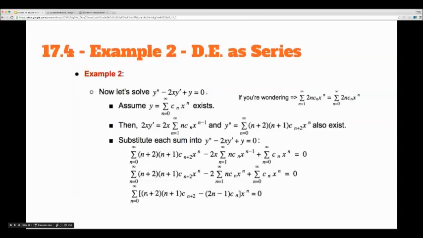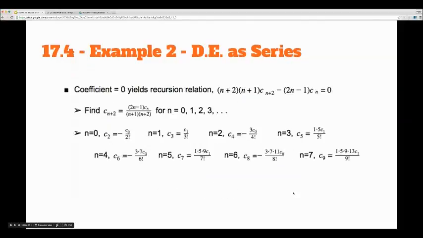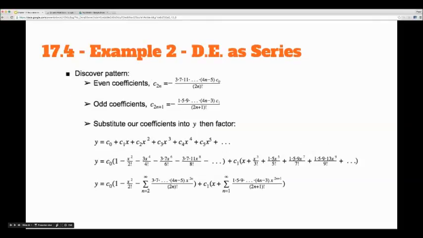And then we can combine our coefficients and factor out the x to the n. And our coefficient, set equal to 0, gives us the recursion relation that we're looking for. And we start plugging in the values for n. And we see the relation happening. And we're happy. We think we're making lots of progress. We have even coefficients equaling 4n minus 5 c naught over 2n factorial. You can read the odd.